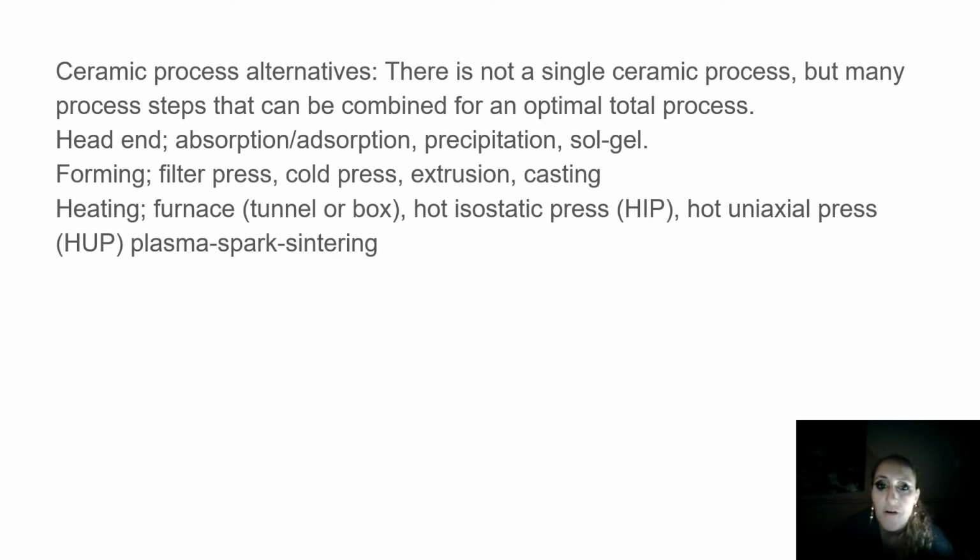Ceramic process alternatives. There is not a single ceramic process, but many process steps that can be combined for an optimal total process. Head end: absorption/adsorption, precipitation, sol-gel. Forming: filter press, cold press, extrusion, casting. Heating: furnace, tunnel or box. Hot isostatic pressing, HIP. Hot uniaxial pressing, HUP. Plasma spark sintering.